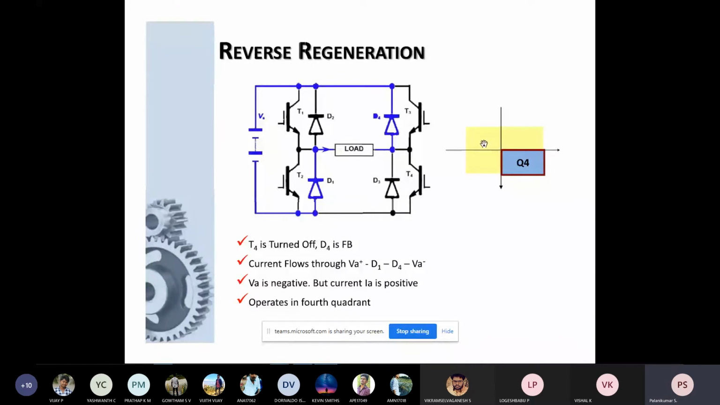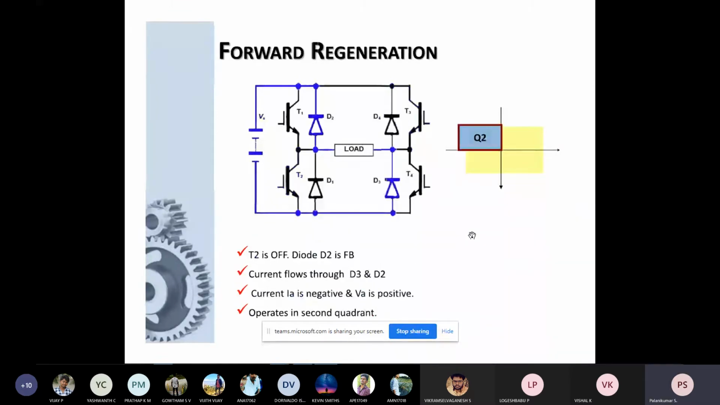So if you see, the voltage is negative, on the straight line of the y-axis. The voltage is negative, whereas the current is positive, on the x-axis. That facilitates the operation in the fourth quadrant. That is why it's called fourth quadrant operation. So you can see this.